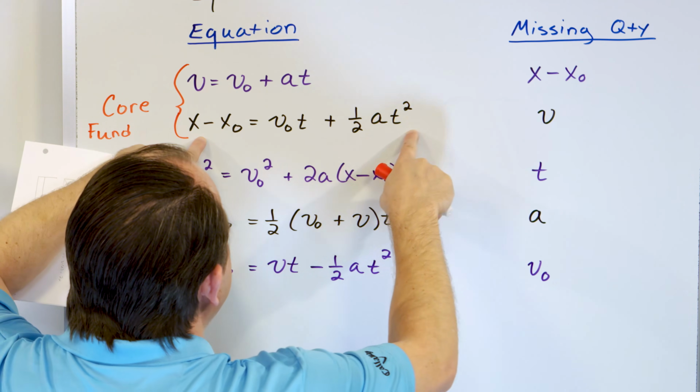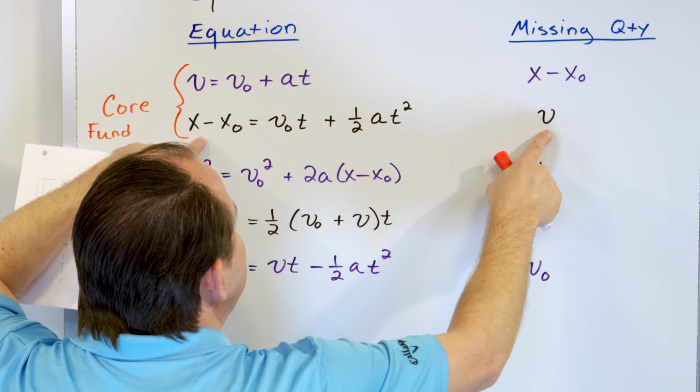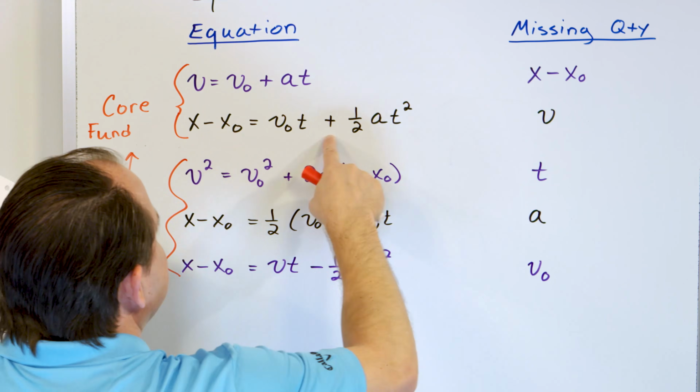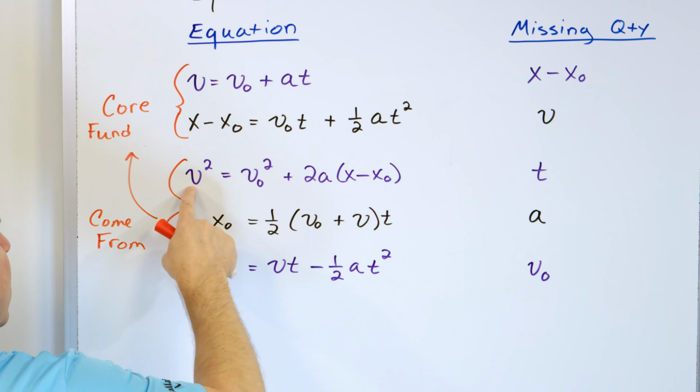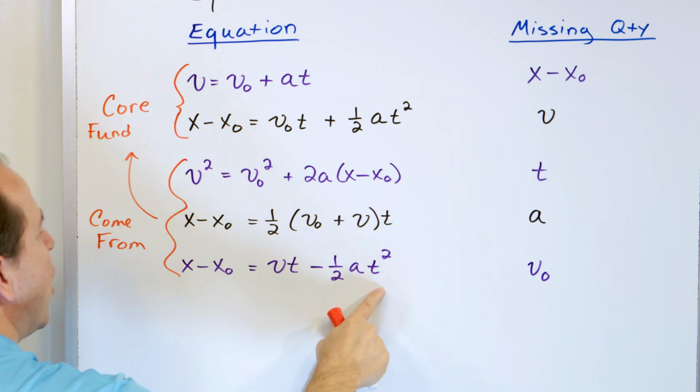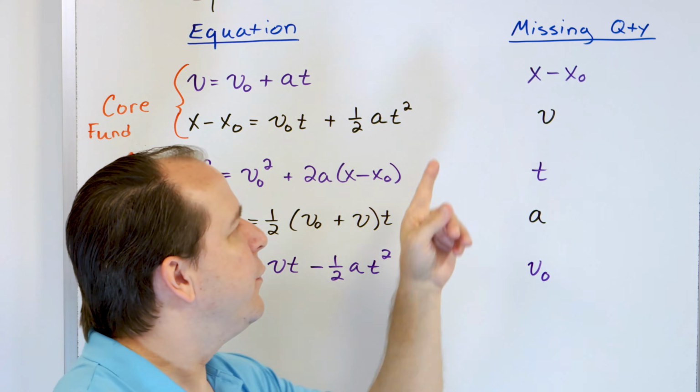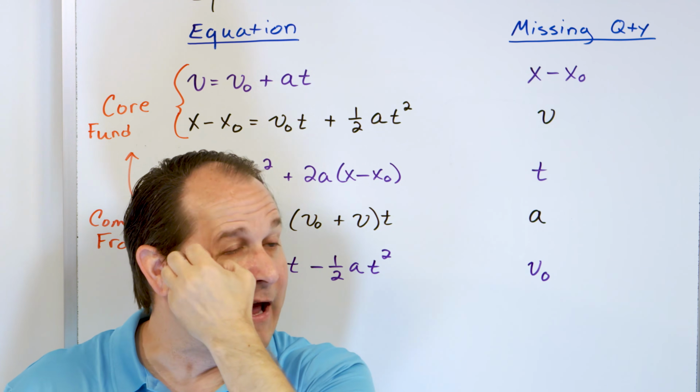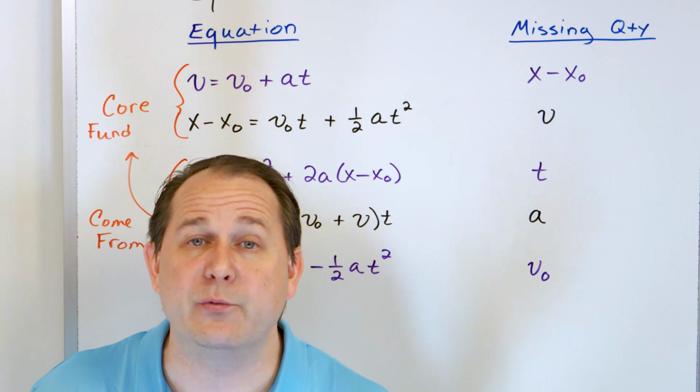In this equation, we have all of these variables, but we don't have any final velocities. We don't have the final velocity there. We don't have any time at all in this equation. We don't have any acceleration a at all in this equation, and we don't have any v naught at all in this equation.